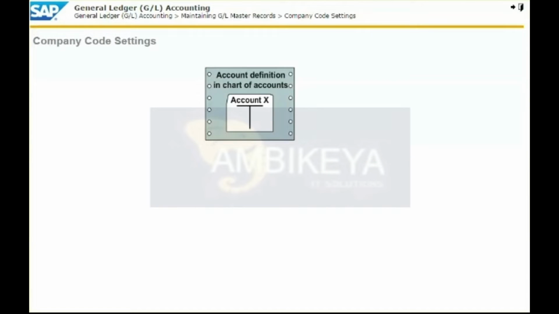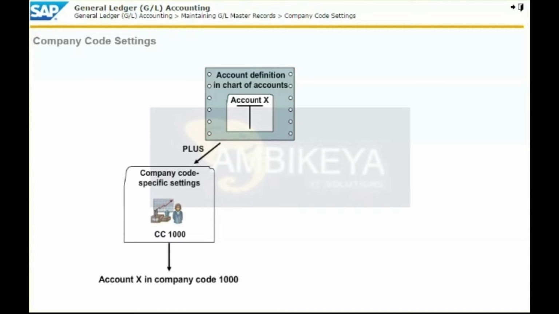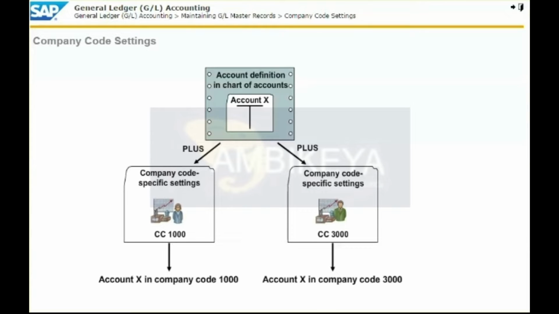Before you can use an account in a company code, you have to maintain the account definition at the chart of accounts level. You then create company code specific settings, which are only valid in the company code. An example of a company code specific setting is defining the account currency. Most of the accounts in company code 1000 use the euro currency, whereas company code 3000 uses US dollars for most of its accounts. When the account currency is the local currency of the company code, one can post to that account in any currency.